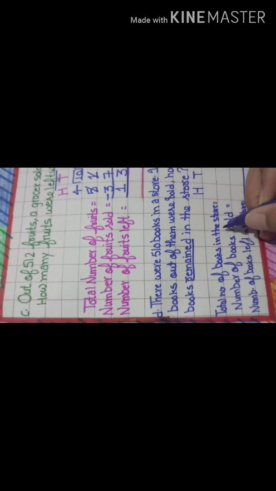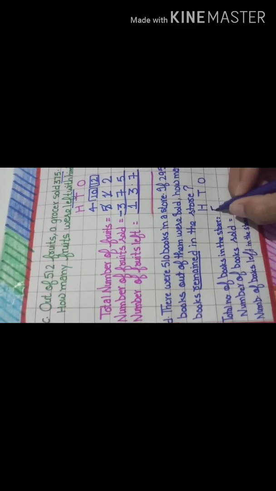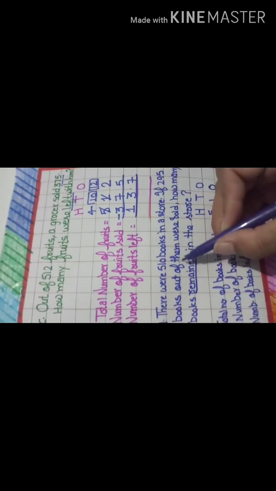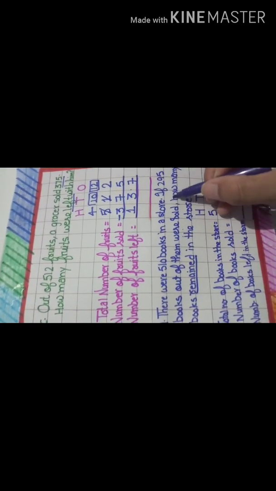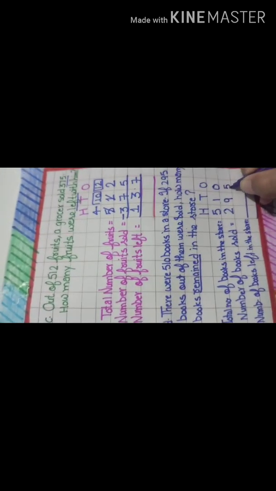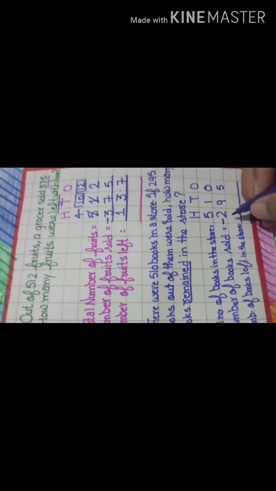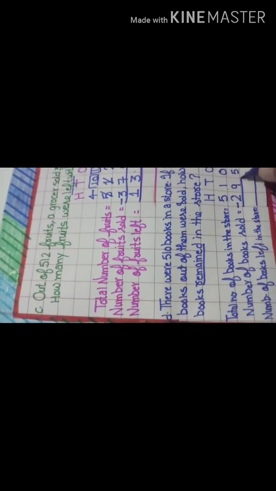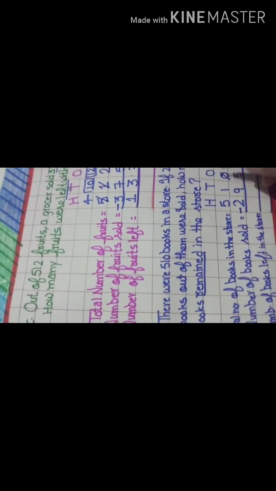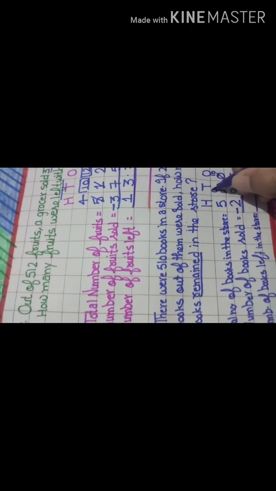Total number of books in the store. How many books were there? 510 books. And if 295 books out of them were sold, how many books were sold there? 295. And we have to subtract. So here we will put the symbol. Don't forget to put the symbol of subtraction here. Yes, so start subtracting here. We cannot subtract 5 from 0. We will cut this and we will put here 10. And now here it has become 0.